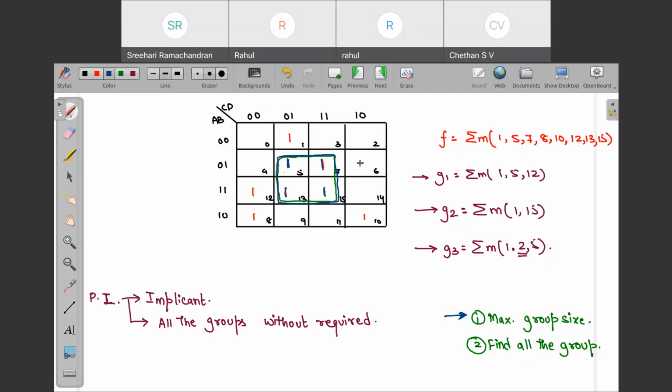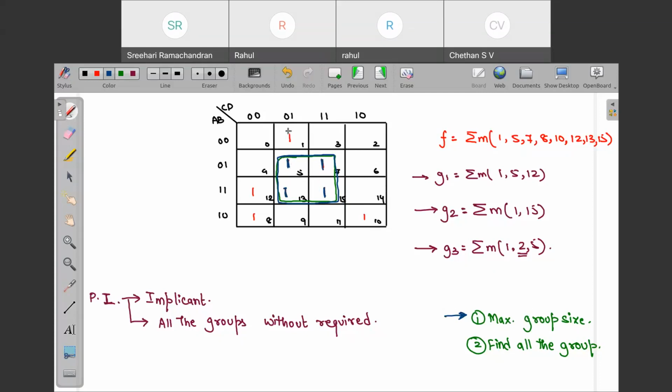Now if you had one more one over here like this, then you could have said we can construct one more group like this, but here it is not present, so we are not doing that. So here we have this 4. First we have made a group of 4. So the first aim is to maximize the group size, and we have a group size of 4 over here.